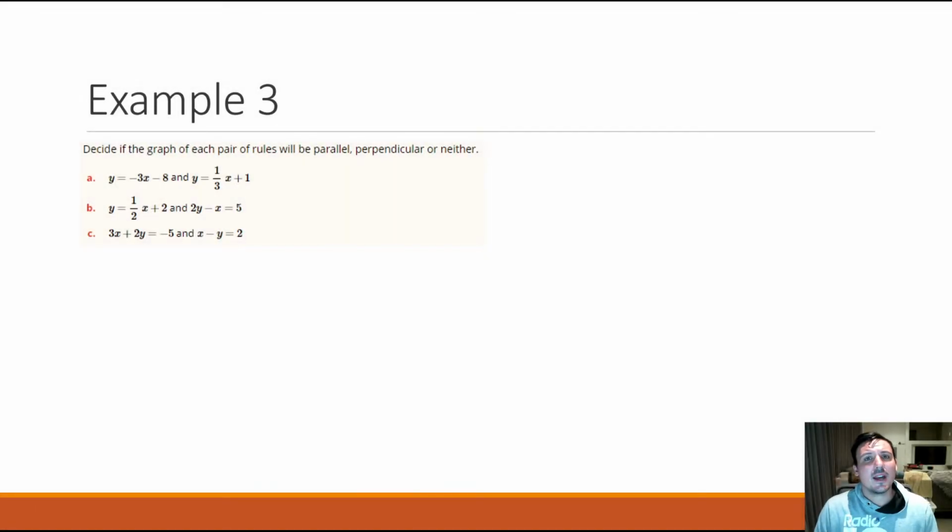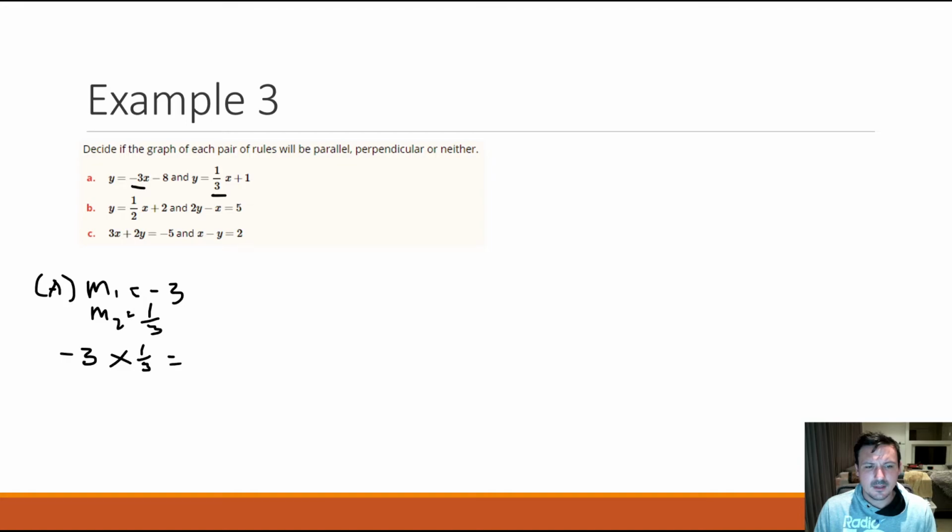So let's have a look at some examples determining if they're parallel, perpendicular, or neither. The first one, A. What I'm going to do is multiply the gradients together. So I've got m1 and m2. m1 is negative 3, m2 is 1/3, as we can see here and here. I'm going to multiply them together, which is negative 3 over 3, which is equal to negative 1. Therefore, they are perpendicular.